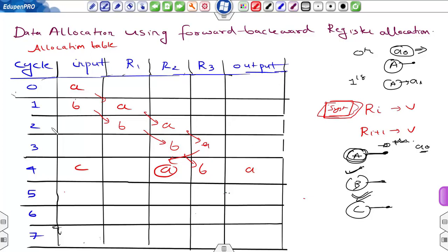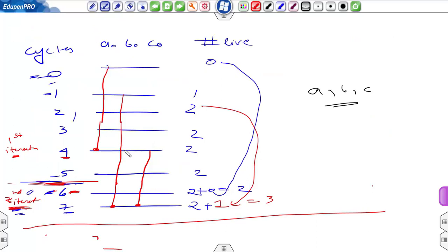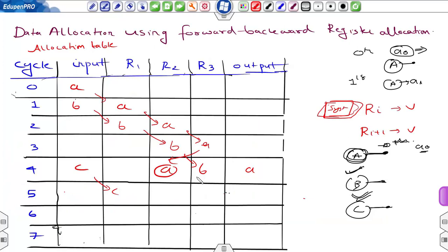So in the fifth cycle, c will move forward, and now b is at the last register, and the life cycle of b is till the seventh cycle, and now it has to be allocated a register in backward manner. So b is now transferred to register r2. Okay, so at this point only one register, that is r2, was available for backward allocation.